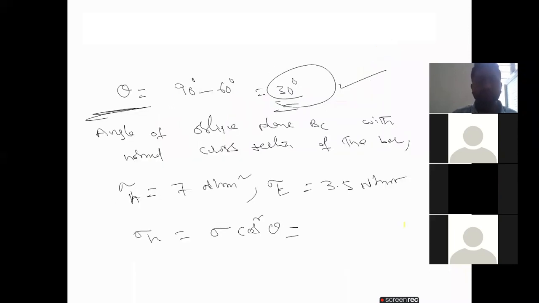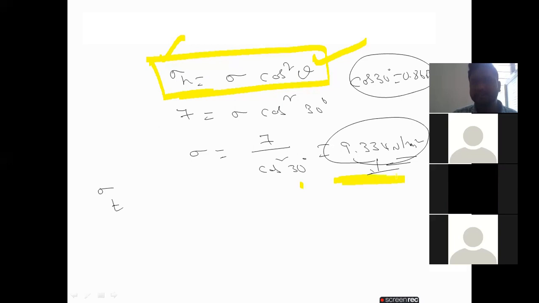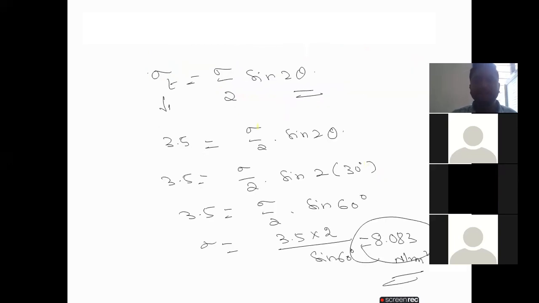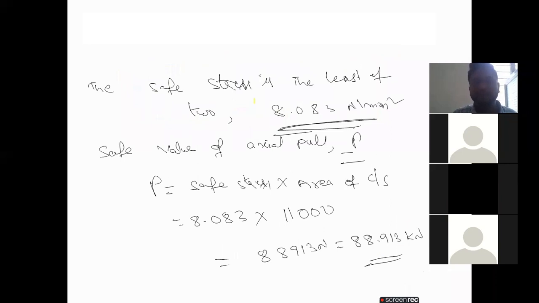From this, first we will calculate the normal stress. The sigma n is given and we have the theta value, so we got the stress value as 9.33. Similarly, there is one more formula for the shear stress. Entering all the values, we got 8.083. Of these two, whichever is less is the safe one, that is 8.083 Newton per mm².